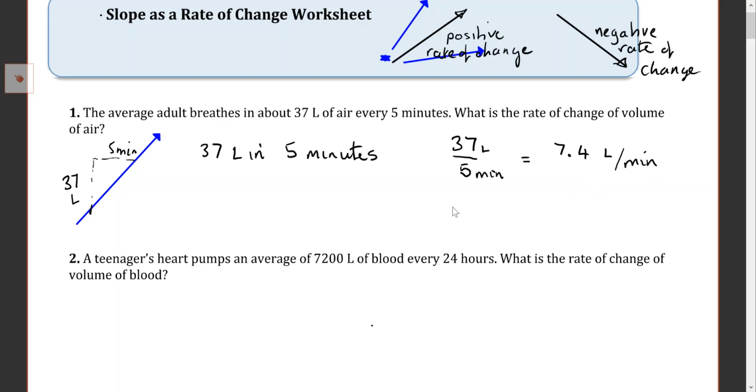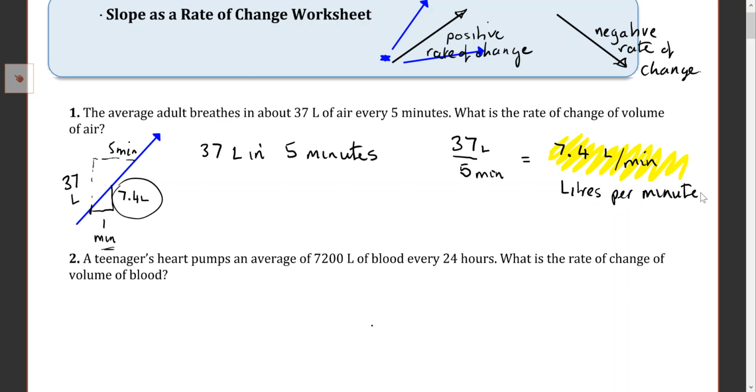And what that means is on my graph, if I were to go across 1 minute, how far would the line go up? 7.4 litres, yeah? And that is the rate of change for 1 minute. So the answer to this question is 7.4 litres per minute. And we should write that as well. Litres per minute. Yeah, so that's what you're going to write down. That's the answer to this question.